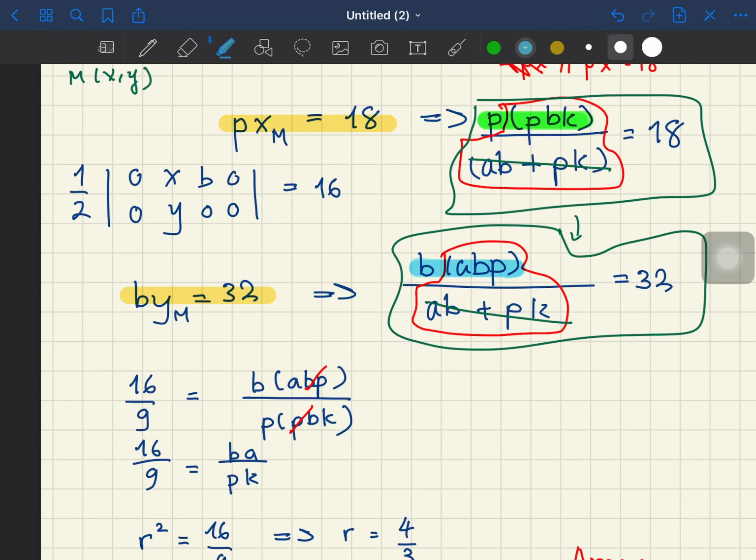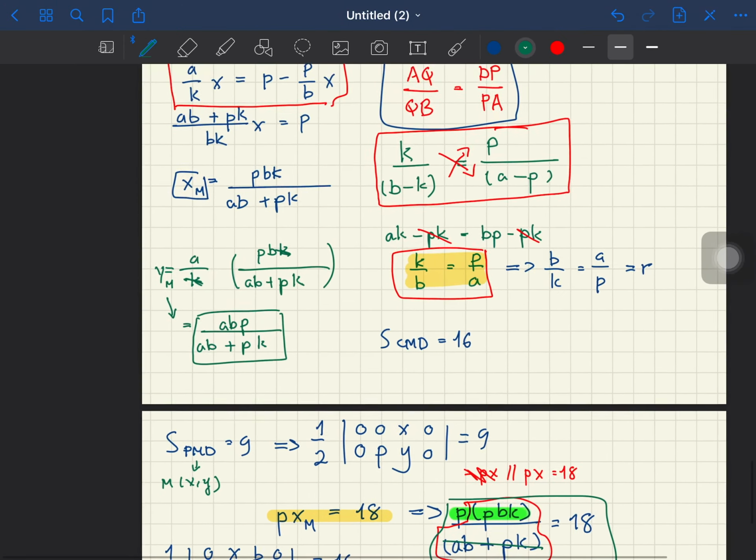So instead I used b times ab p as a numerator, and then p times pbk as a denominator. Okay, the green one, which is here, and then the blue one on the top. And then if you try to simplify 32 over 18, you will get 16 over 9. Okay, and then you will have as a result the simplest fraction on the right hand side, which is this one. So we might be familiar with this one.